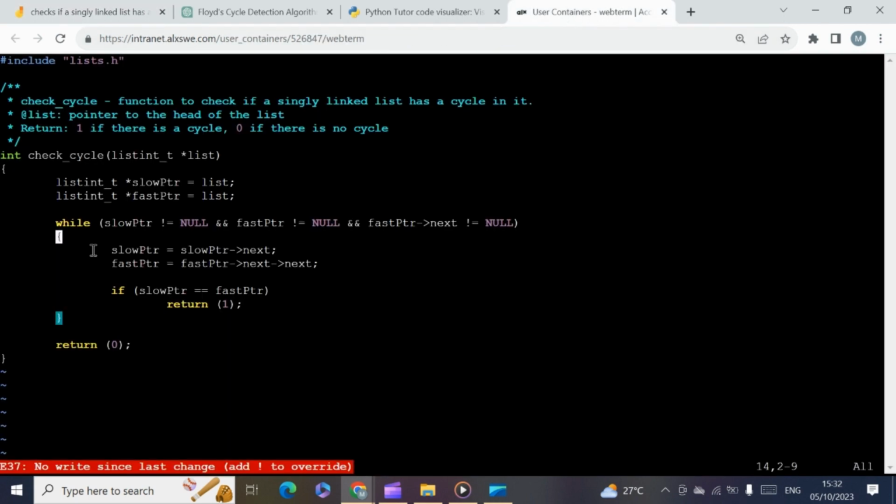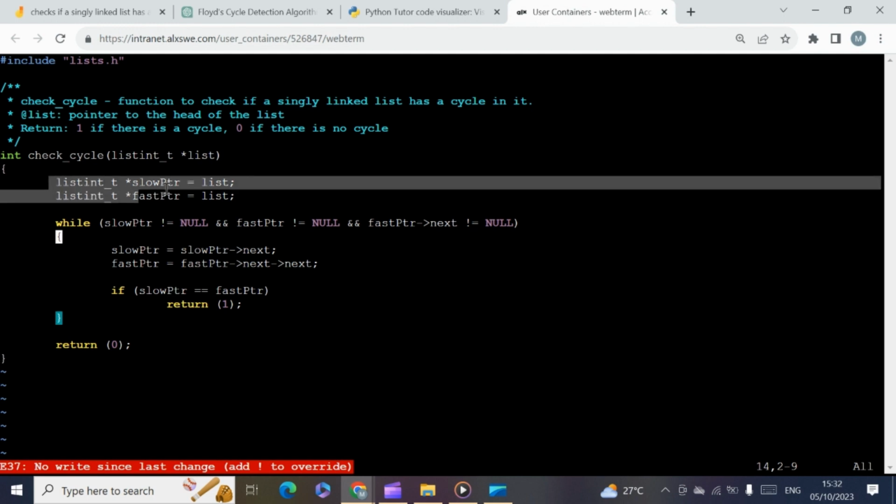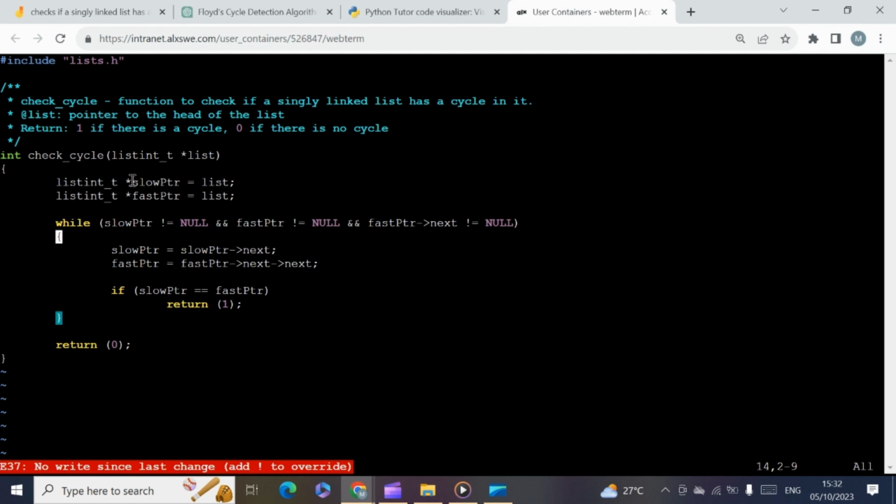When you look at the code, the algorithm says that we should have two pointers. We have our slow pointer, and then we have our fast pointer. Here we check if they are not null. Of course, if they are null, we can't proceed. So if they are null, then we return 0 and exit.